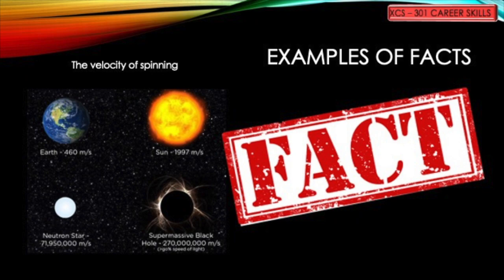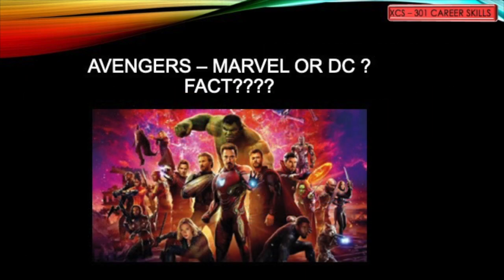So these are all facts, because no matter what you think, your opinion or your experience will not change or affect this information. Now let's look at Avengers. Is it a Marvel movie or a Marvel production, or is it a DC production? The fact is that it is a Marvel production. And how can you verify that? From reliable sources, from the production house publications, that Avengers is a Marvel production.